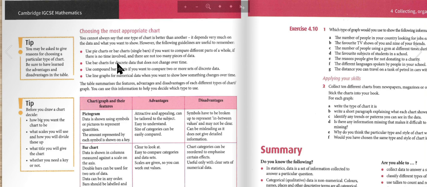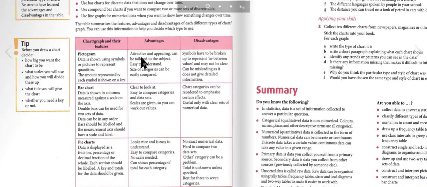Use bar charts for discrete data that does not change over time. Use compound bar charts if you want to compare two or more sets of discrete data. And use line graphs for numerical data when you want to show how something changes over time. The table summarizes the features, advantages, and disadvantages of each different type of chart or graph. You can use this information to help you decide which type to use.